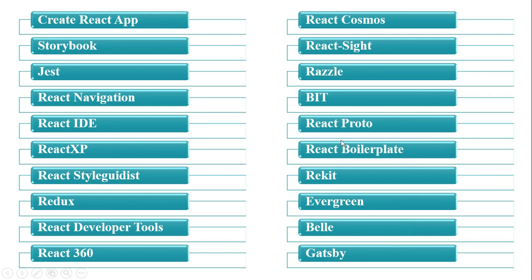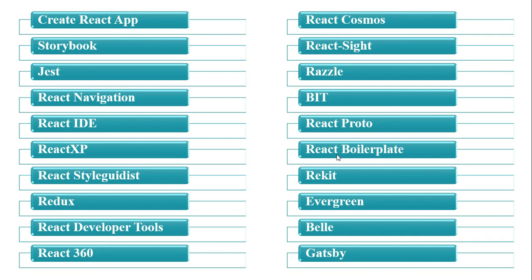Next is React Proto. As you can see on the screen, this helps in React prototyping for the designers and the developers. Next is React Boilerplate. Now, what is React Boilerplate? This boilerplate allows you to quickly create components, containers, routers, selectors, and you can test them right from the CLI. So React Boilerplate again is very helpful.